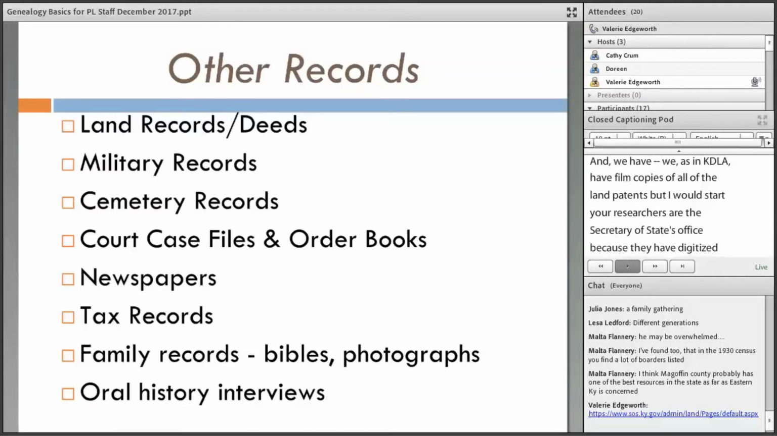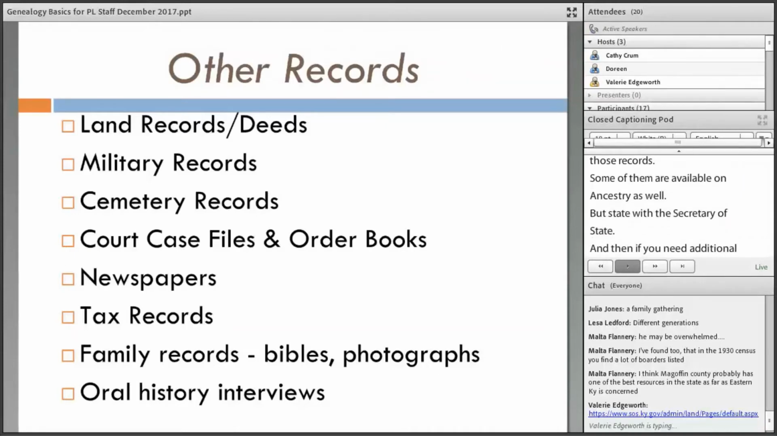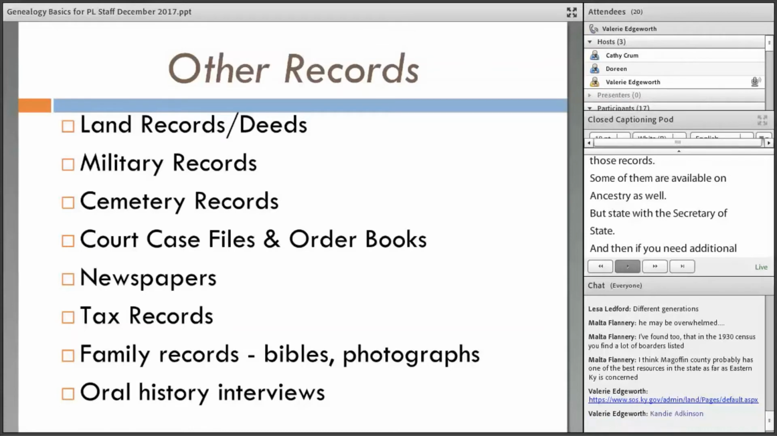Some of them are available on Ancestry as well, but start with the Secretary of State, and then if you need additional help with that, Candy Atkinson, and I'm going to type Candy's name in, is the main contact at the Secretary of State's Land Office. Candy has been working there for over 30 years.